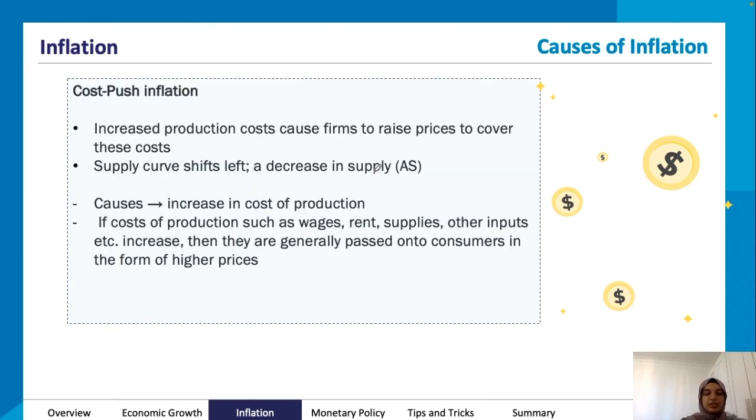Cost push inflation. So increased production costs cause firms to raise prices to cover these costs. Okay? So it's very important to take that into consideration. This idea that the business is passing on the cost that they have accumulated to the cost of the product for the consumer. So let's think about it.